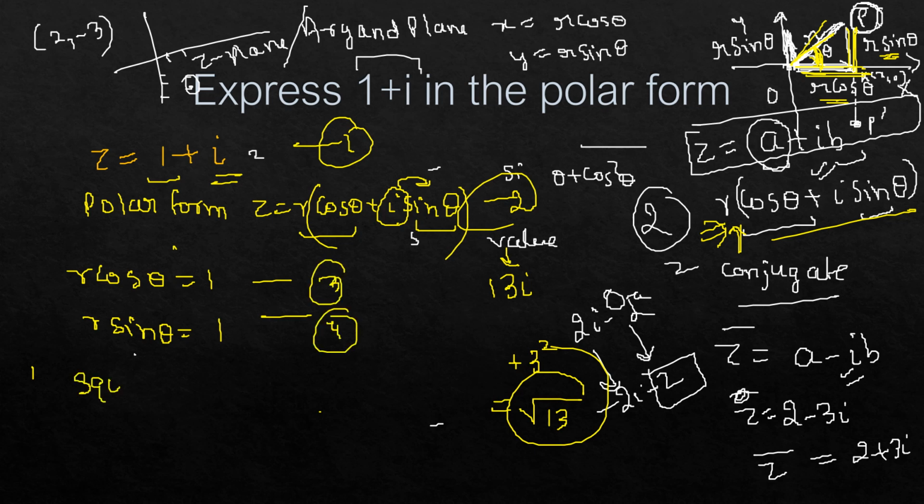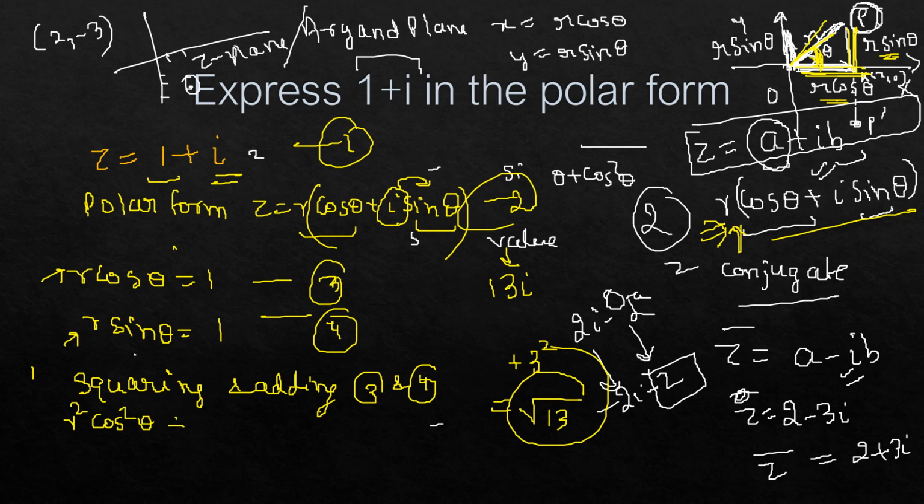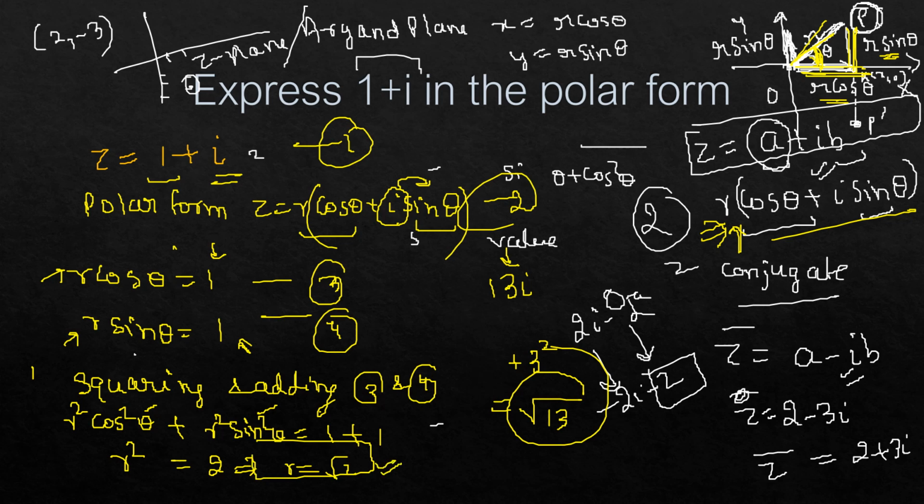Now, what you are supposed to do is square these and add, squaring and then adding both sides of the third and fourth equations. What you'll get from here: r square cos square theta, from here r square sine square theta, and you have to add them. On the right hand side, 1 square is 1, 1 square is 1, and add them. If you take r square common, cos square theta plus sine square theta will become 1. So r is root 2. Usually we write r equals plus minus root 2, but because it is a modulus here, it has to be positive. Is it fine?